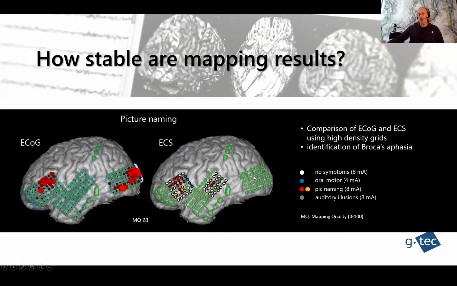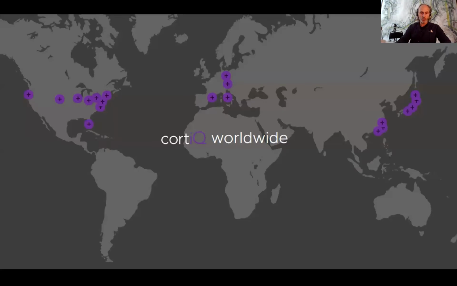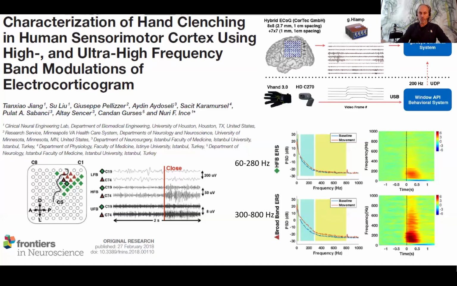This is something that you cannot do in such a mapping procedure, because you can only stimulate one pair of electrodes and you are blind to all the other electrodes at the same time. So mapping temporal dynamics with ECS is basically impossible. With high gamma mapping, it's just a very nice side effect, which is of course very interesting for clinicians, but also for researchers. Yeah, cortiQ is already used in many countries of the world.